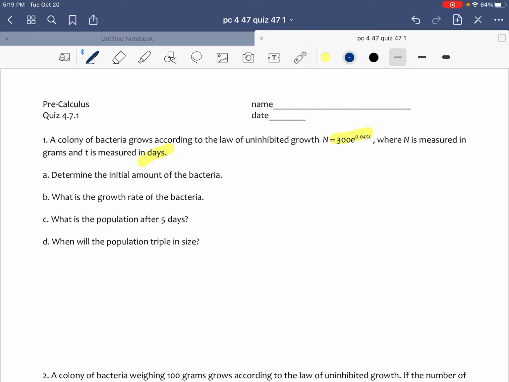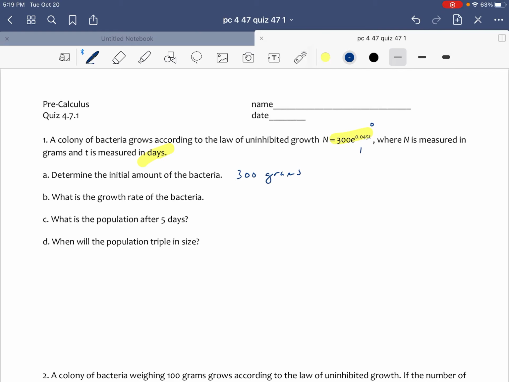Determine the initial amount of bacteria. Well, that 300 will be your initial amount. Imagine putting a 0 in for that t. That 0 is going to change your 0.045 to 0. And then you're going to have an e to the 0 power, which will return a 1. And then 300 times the 1 is 300. So when it's in that structure, just know that 300 is going to be your initial.